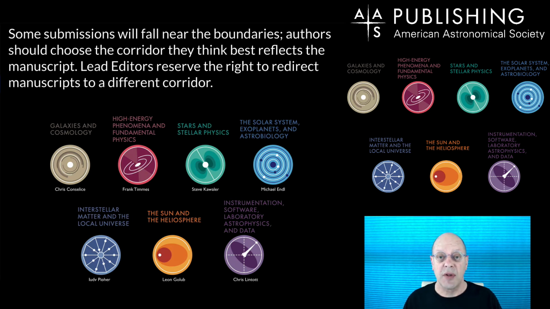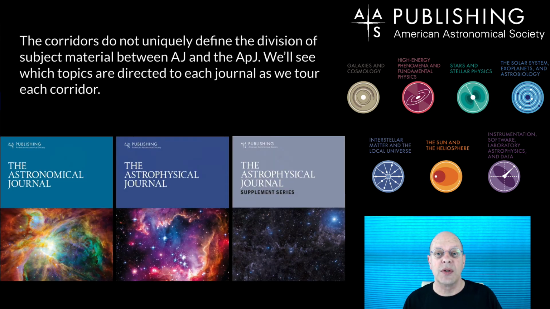So we have 7 corridors, and those 7 corridors do not uniquely define the division of where material is published, whether it's in the ApJ, AJ, or ApJ Supplements. And we're going to see as we go through these corridors which topics are directed to each journal.